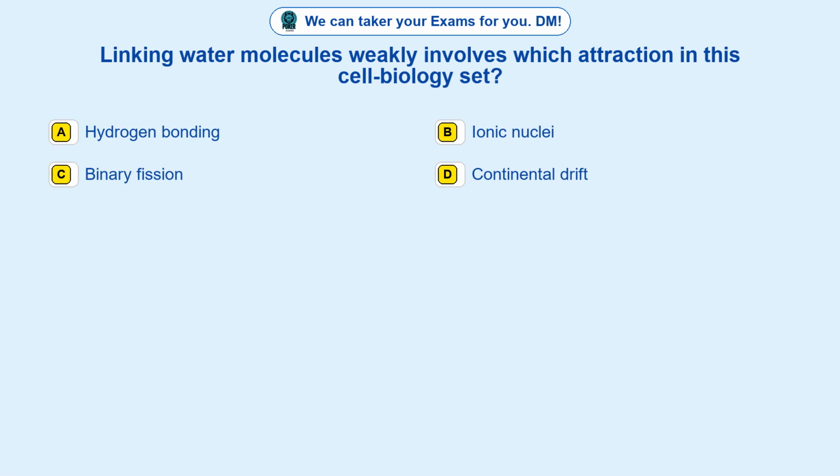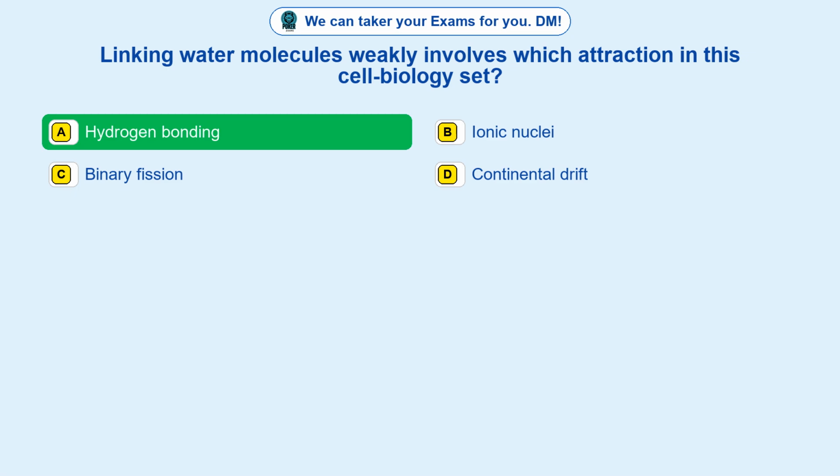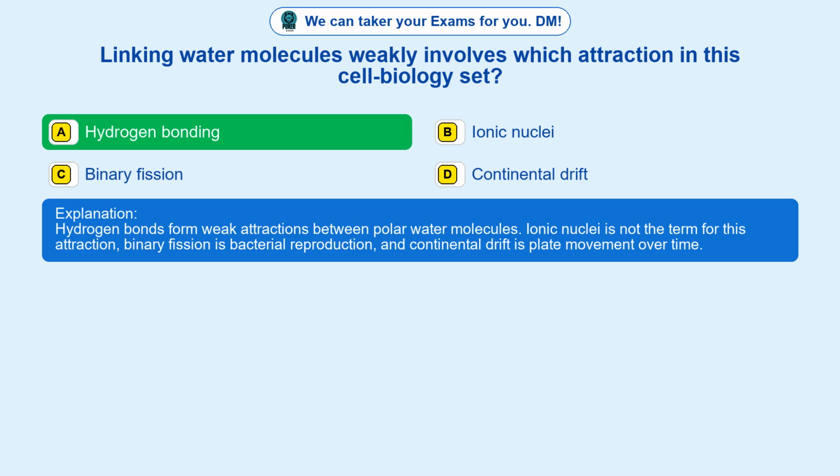Question 51. Linking water molecules weakly involves which attraction in this cell biology set? Option A hydrogen bonding. Option B ionic nuclei. Option C binary fission. Option D continental drift. The correct answer is option A, hydrogen bonding. Hydrogen bonds form weak attractions between polar water molecules. Ionic nuclei is not the term for this attraction, binary fission is bacterial reproduction, and continental drift is plate movement over time.